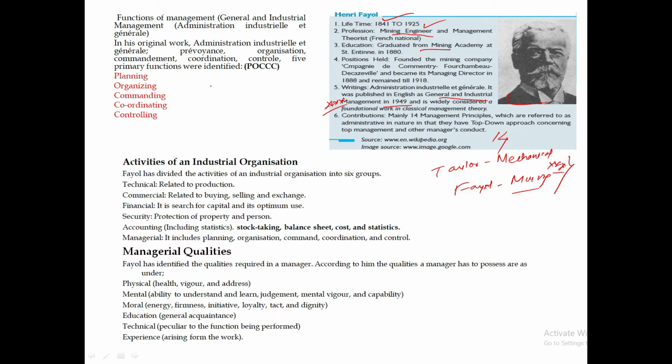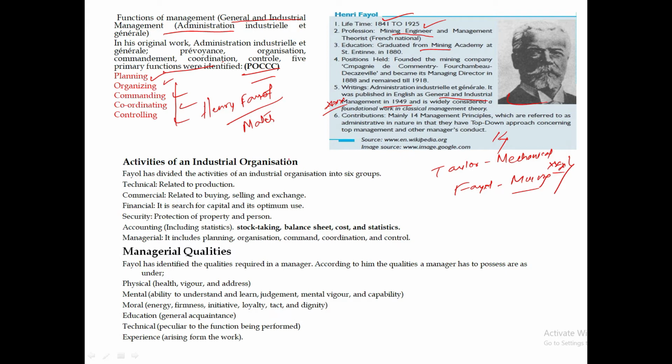So basically, what did Henry Fayol do? We'll discuss briefly what he has done. He found five functions of management, which we have already discussed: POCCC, that is planning, organizing, commanding, coordinating, and controlling. This is very important. Sometimes it comes in match the following, where you get these on the left side and Fayol, Henry on the right side, and you have to match them. He also wrote the book General and Industrial Management, which is also very important. So there are already two MCQs, and also that he was a mining engineer.